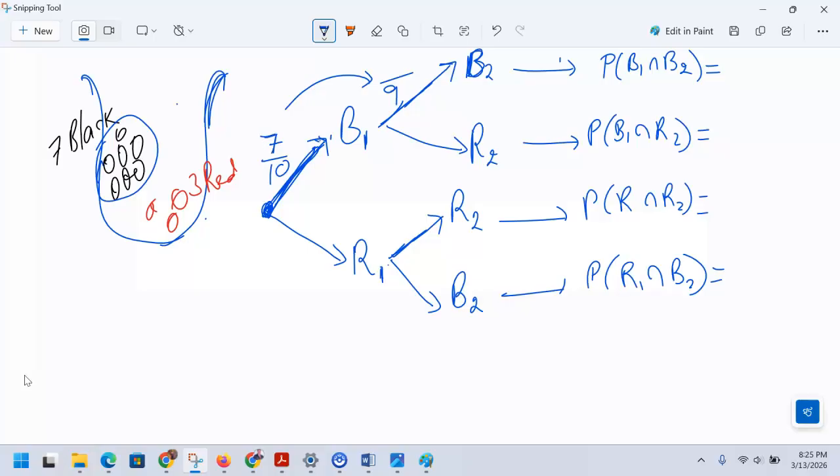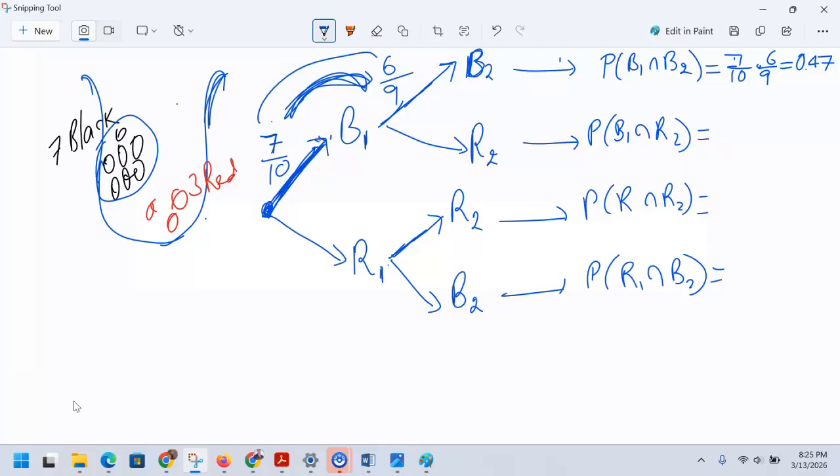So out of 7, one marble is gone, so there will be 6 remaining. If you multiply these by the fundamental counting principle, you can write 7 over 10 times 6 over 9, which, if you use the calculator, gives 0.47. And that's what we got earlier, remember?